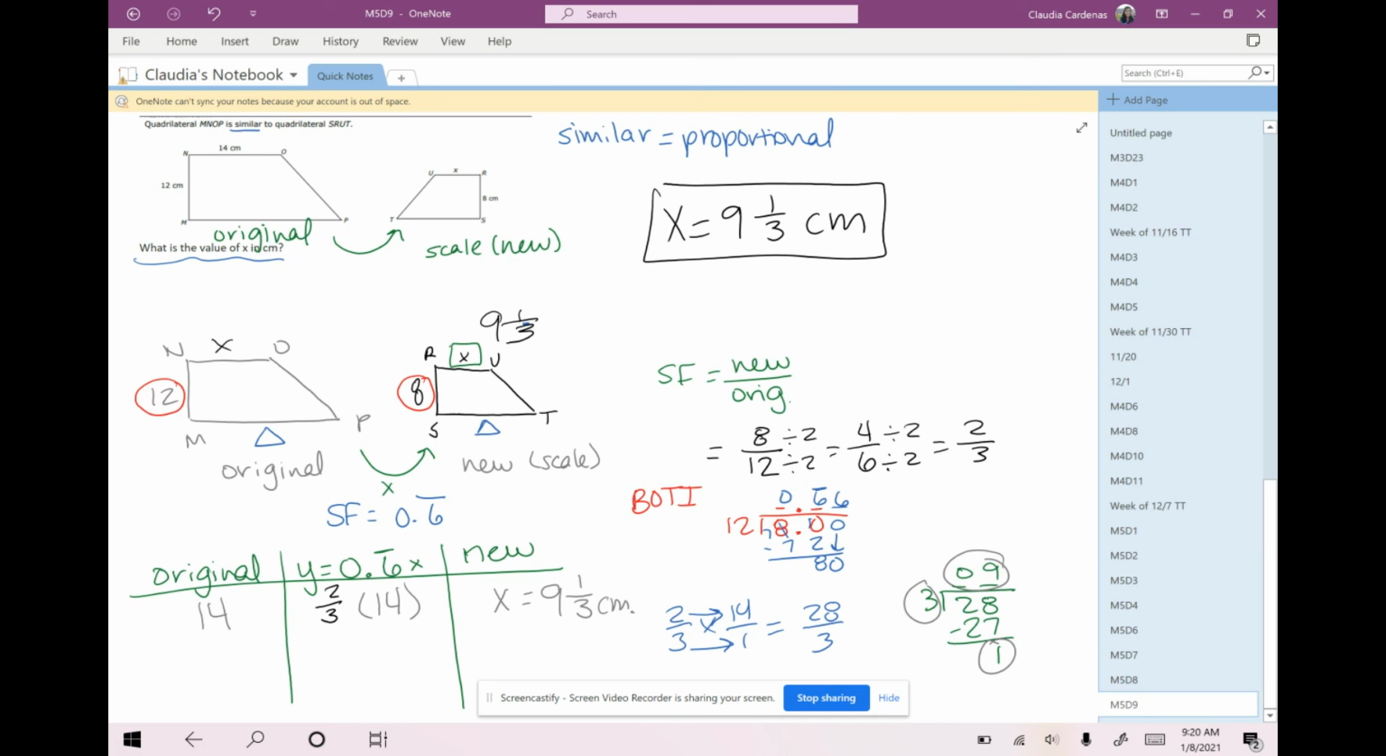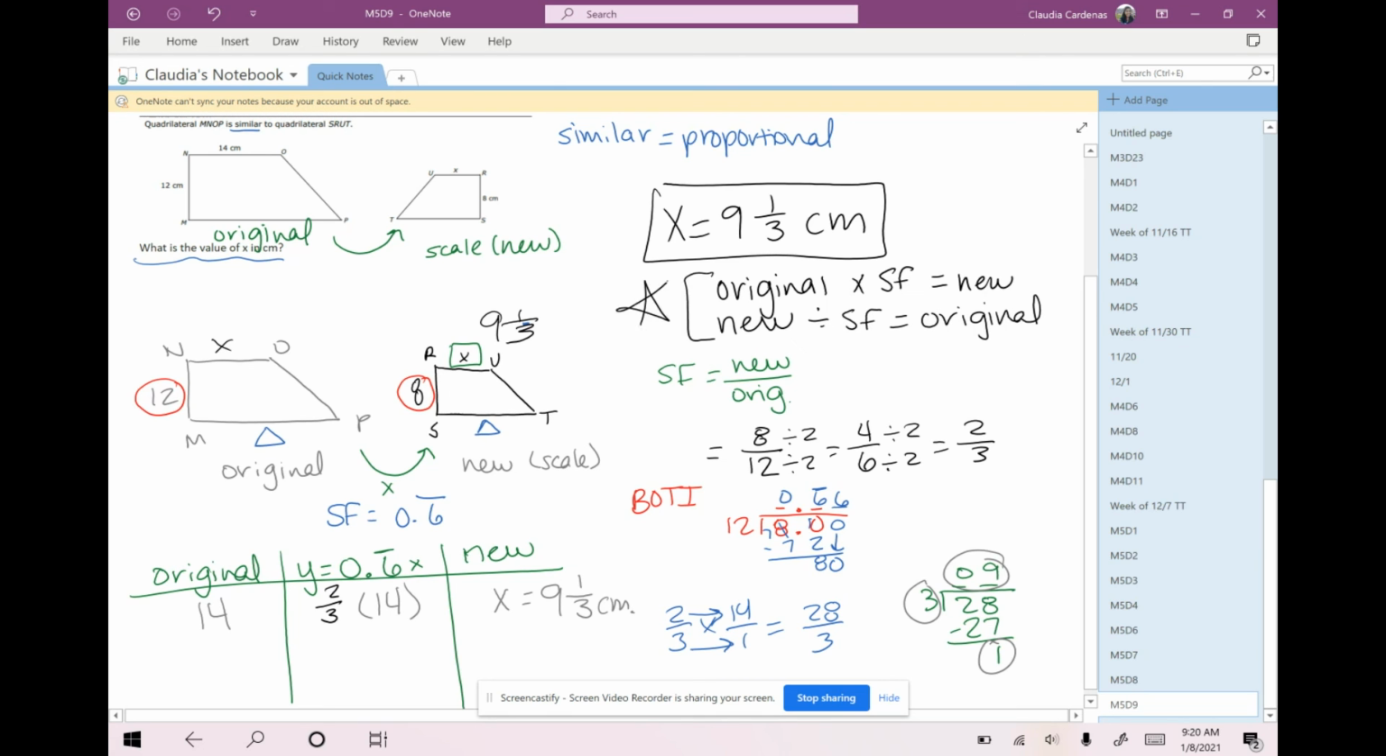So let's just stamp. To find the new dimension, we multiply. So original times the scale factor gets us the new dimension. Now, in order to find the original dimension, we would have to divide by the scale factor to get the original. So go ahead and add this to your notes because this is going to be important as we practice a few on our own.